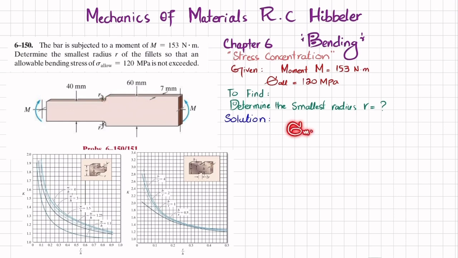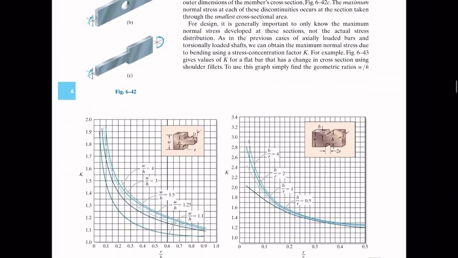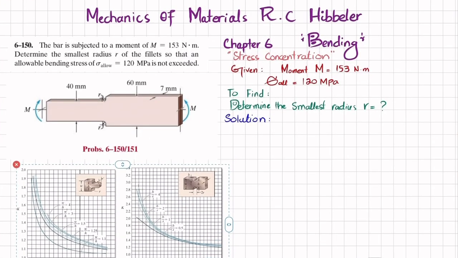So we will use this formula: sigma max is equal to K into MC over I. What is K? K is the stress concentration factor, which will be taken from this table. You can see this is the book, and this table is available here, Figure 6-43 and 44. So we will use this. Let's start with the solution.